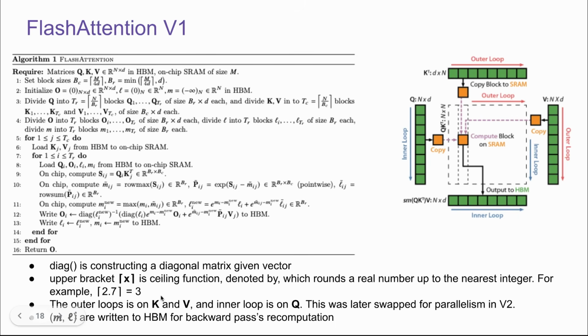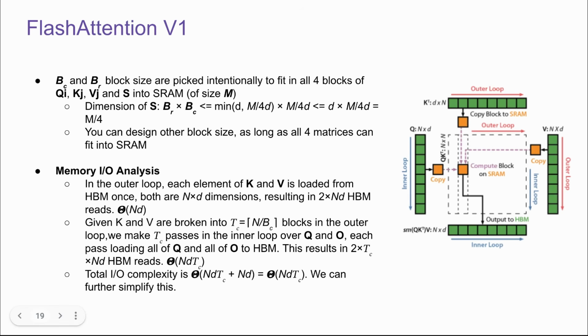And the outer loop is on K and V, and the inner loop is on Q. Notice that this was later swapped for parallelism in FlashAttention v2, which I will cover in maybe the next episode. The intermediate values M and L are written to HBM for backward pass recomputation, which I will cover in later slides. Now, let's take a look at the block size before we dive into the memory I/O analysis for FlashAttention.